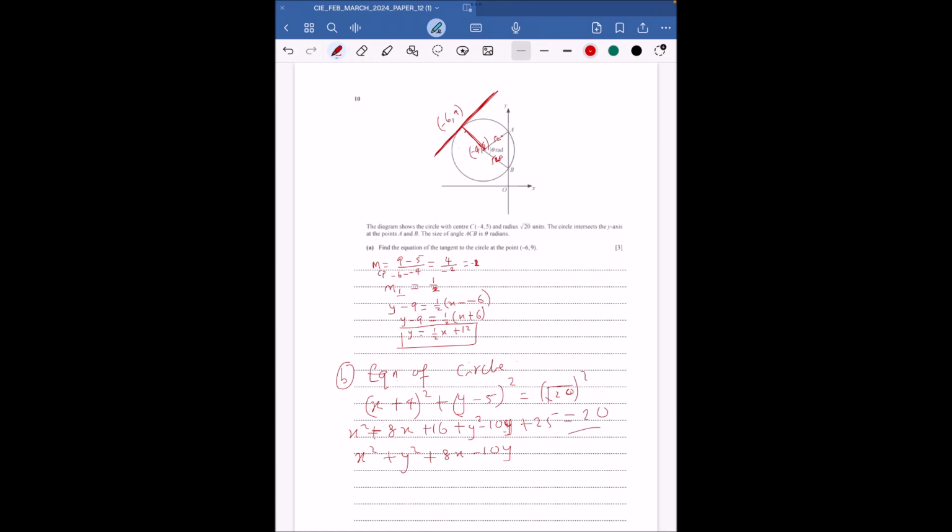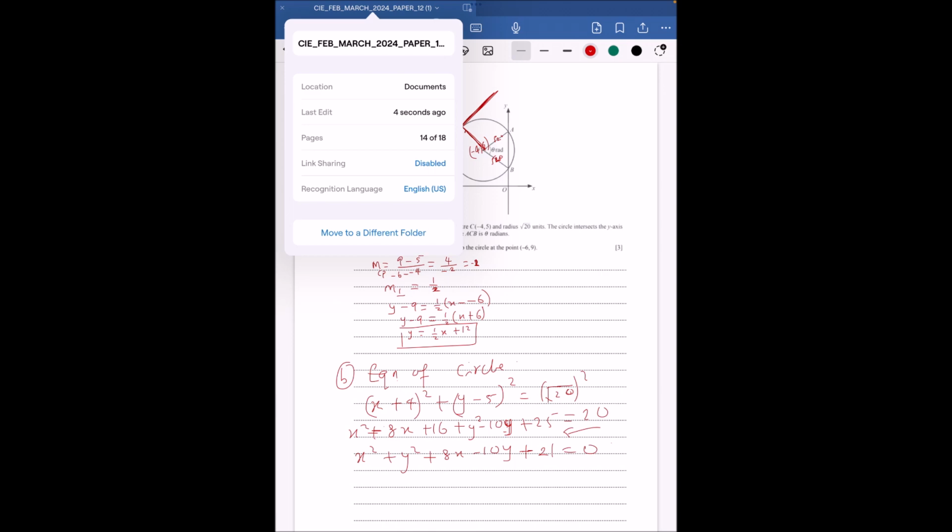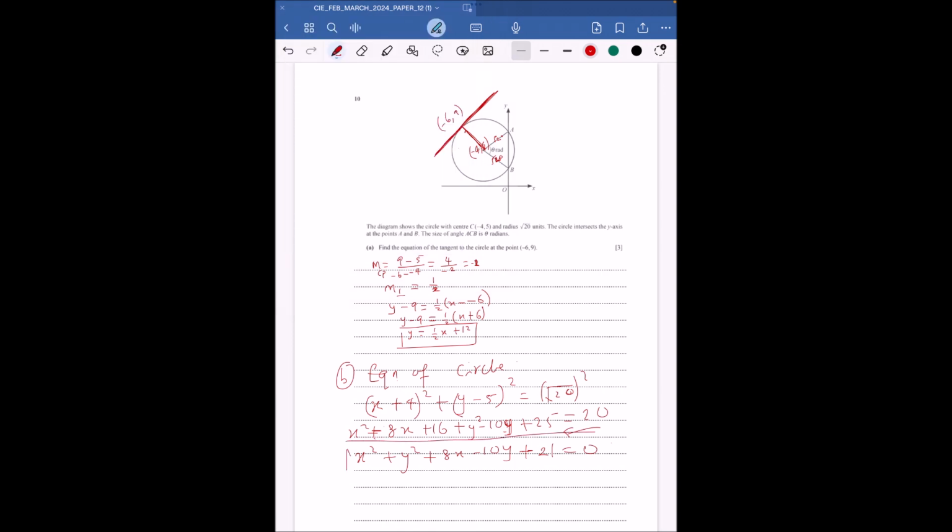So this should bring this here. That will be 4. That will be 5. So you're going to get plus 21. So that should be our answer. So this is my answer to that question.